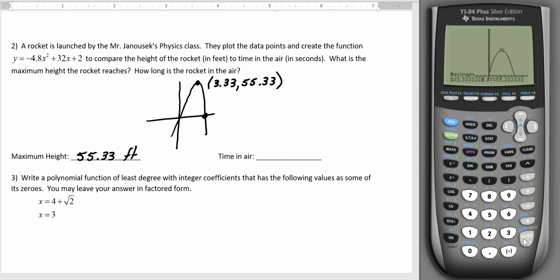Now the time, how long is the rocket in the air? So that would be when it comes back down. I need to find that x-intercept. So now I'm going to calculate the 0 of the function, and I need to go to the left of the 0, and then to the right of the 0, and press enter, enter. And 6.728, which would round to 6.73 comma 0. So 6.73 seconds was how long the rocket was in the air. Fantastic. And that's number 2.